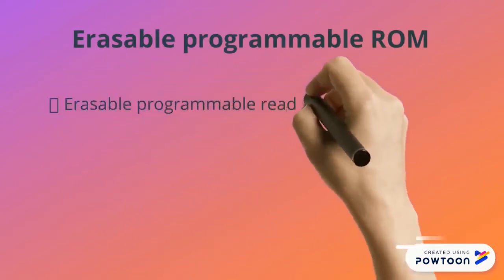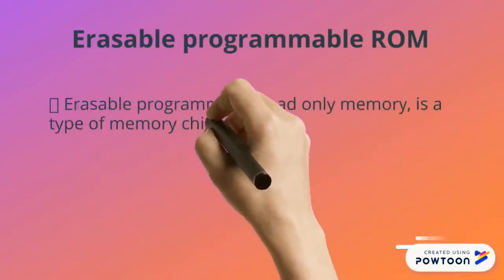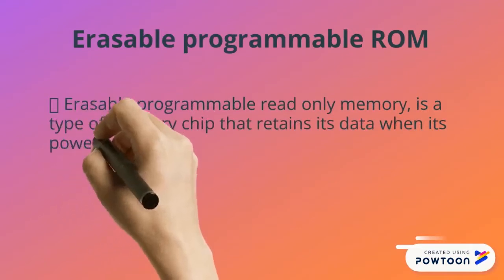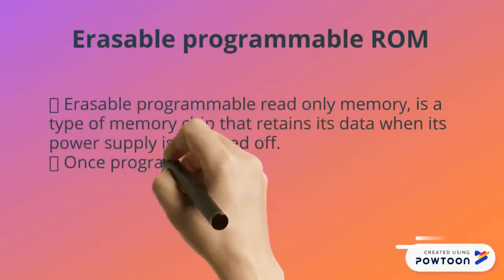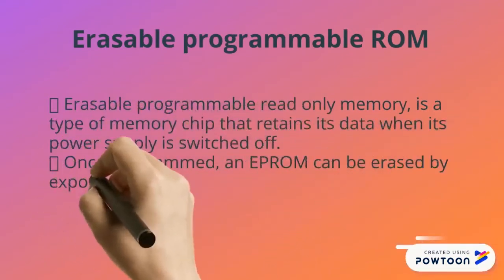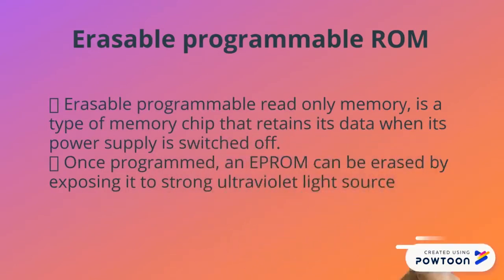Erasable programmable ROM is a type of memory chip that retains its data when its power supply is switched off. Once programmed, an EPROM can be erased by exposing it to a strong ultraviolet light source.